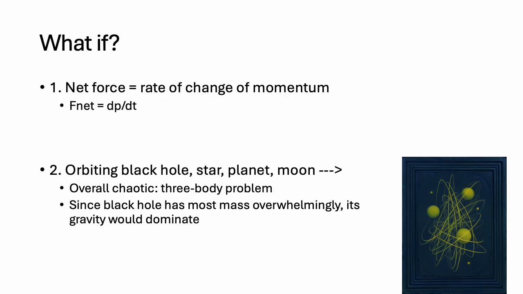To answer the what-if questions, net force is equal to the rate of change of momentum, since Fnet is dp over dt. And for the second one, orbiting bodies that are pretty close in mass would be very chaotic, but since the black hole has the overwhelming mass, it would probably dominate, if not swallow the rest of them.